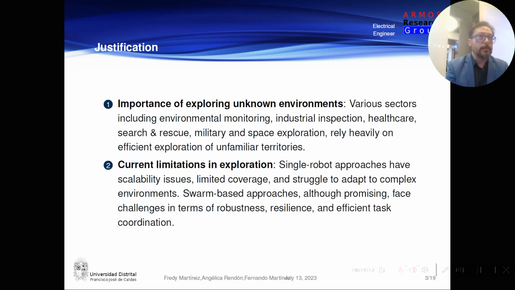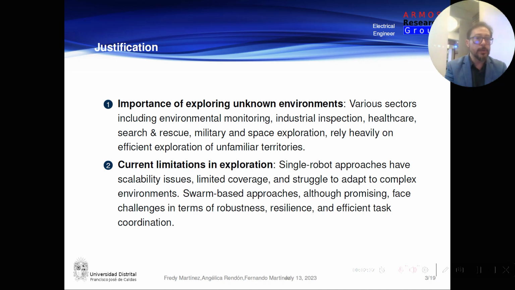First, the justification. We postulate four main objectives to build in this research. First, we saw the importance of exploring unknown environments in different tasks and different real problems. For example, environmental monitoring, industrial inspection, healthcare, search and rescue, which is one of the more important for us, military and space exploration. All of them rely heavily on efficient exploration of unfamiliar territories.